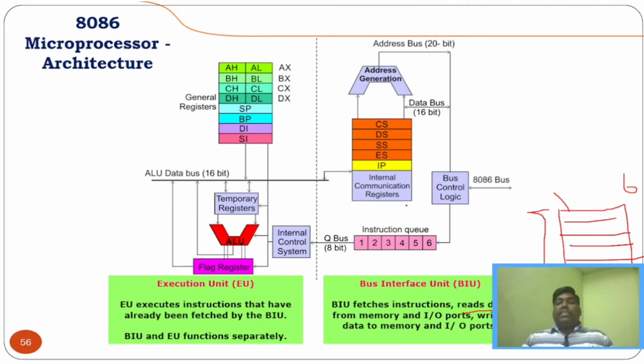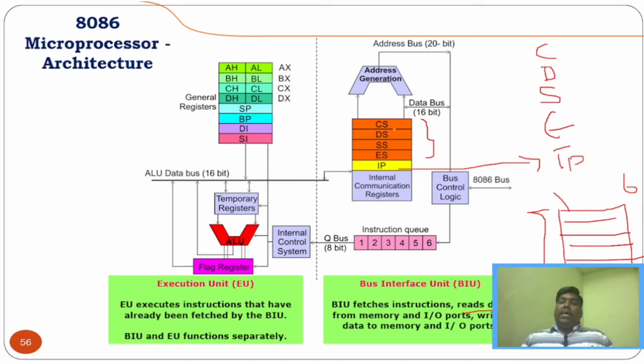Apart from it, it has segment registers. I already explained that the memory of 8086 is split into 4 different segments, which are the code segment, data segment, stack segment, and extra segment, right? These segments can be accessed using the segment registers. And very importantly, in this bus interface unit we have the IP, which is the instruction pointer, which tells you what is the next instruction that is going to be executed, right?